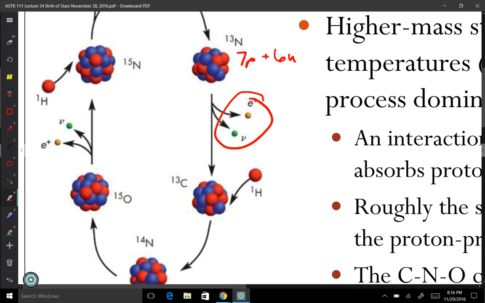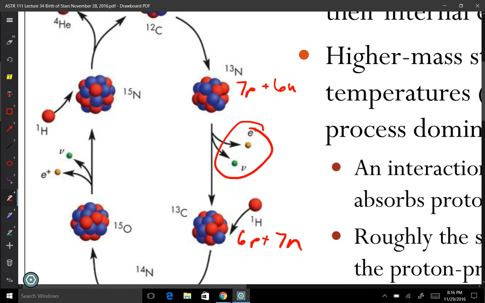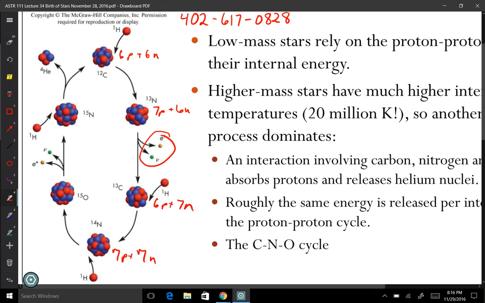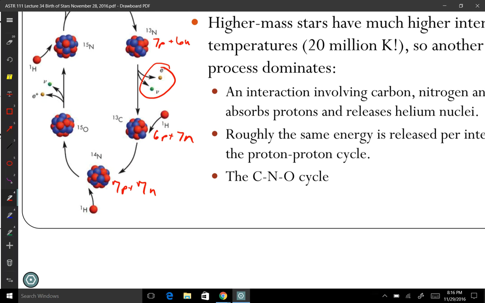So then you have that carbon 13. So now we had 6 protons plus 7 neutrons because it did that conversion. And then you add a hydrogen, and that gives you the very stable 7 protons and 7 neutrons, nitrogen 14. So the right side of this figure went from the most common and stable isotope of carbon, the carbon 12, to the most stable and common isotope of nitrogen, nitrogen 14.